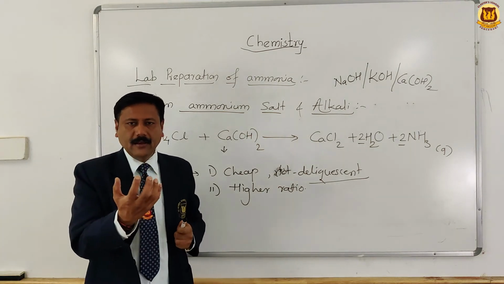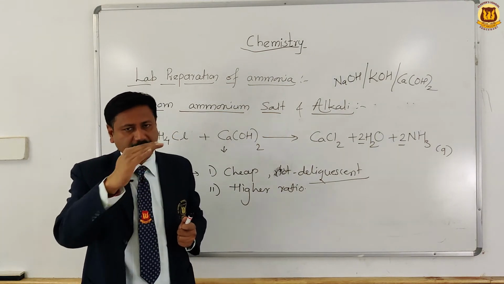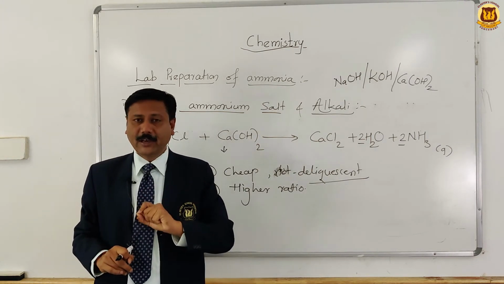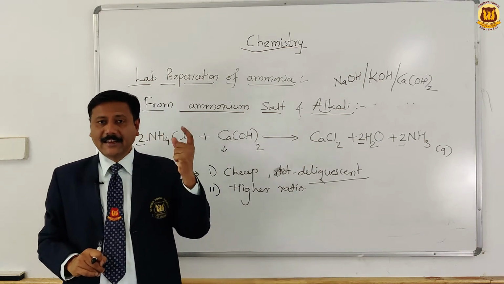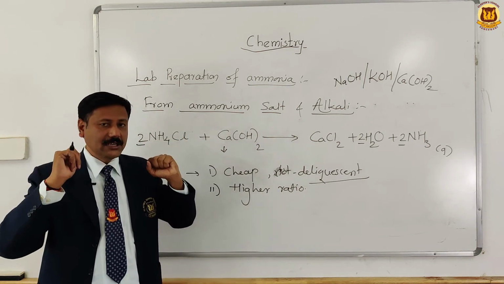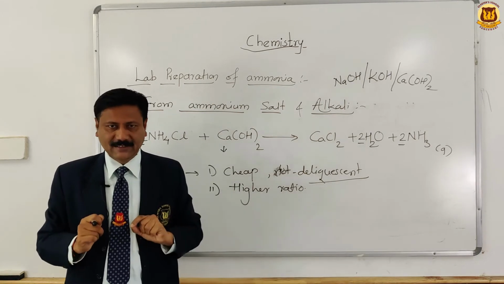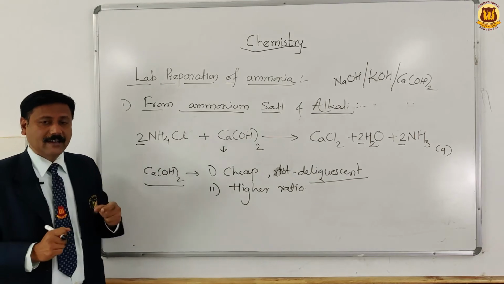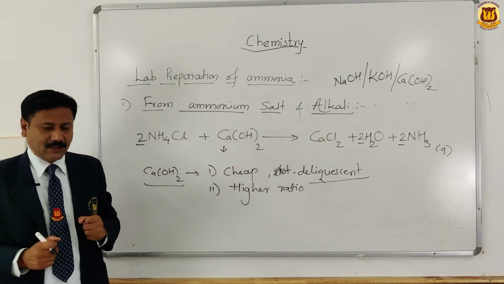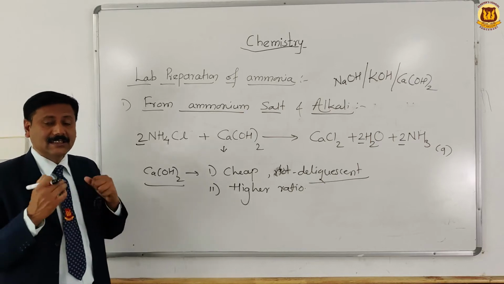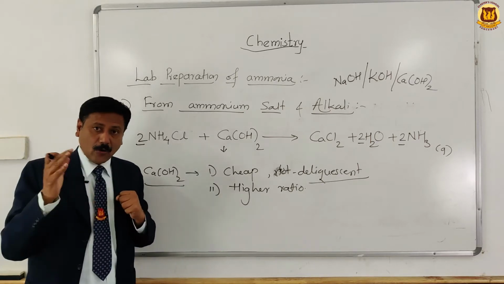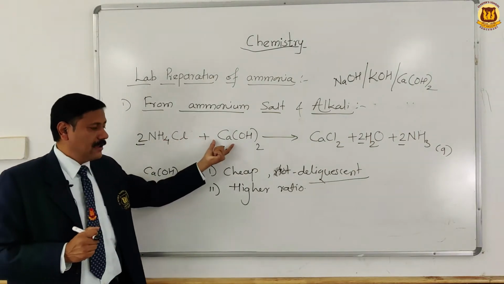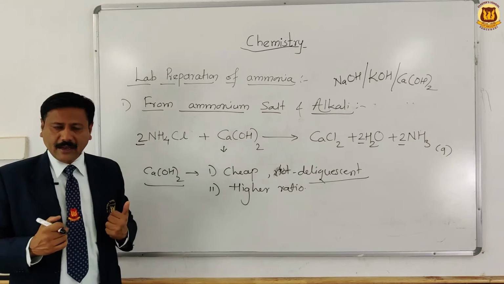When we heat any solid, usually it turns into liquid and then it turns into gas. But there are few exceptions. Few solids, on heating, directly change from solid to gas. So this process is known as sublimation. Ammonium chloride is a sublimable substance. So now when it is heated, it sublimes. Now to counteract this sublimation of ammonium chloride, calcium hydroxide is taken in a higher ratio.